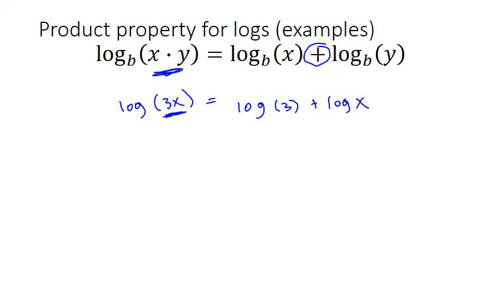Let's try another one. At any point, you can pause it and try it yourself and see if you come up with the same answer I do. So why don't you try and see if you can figure out what log of x squared times y would look like. All right, so the answer here, since we're multiplying, we should be able to separate it as addition. So it'll be log of x squared plus log of y.